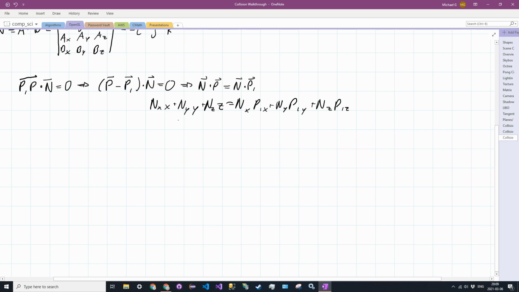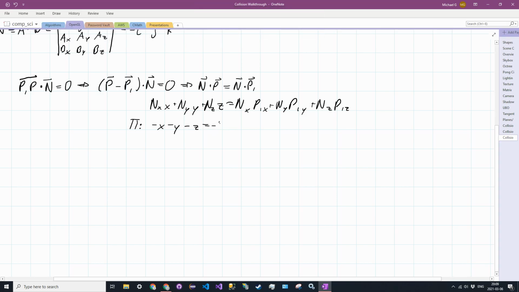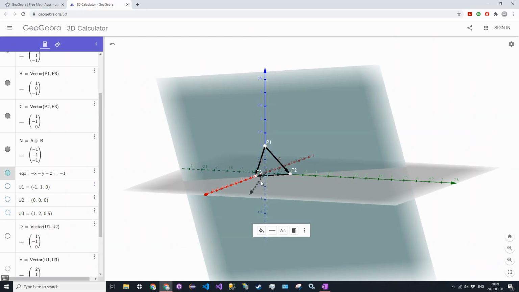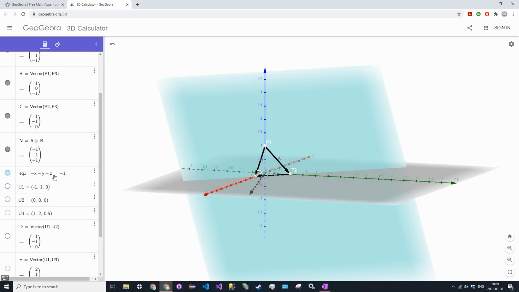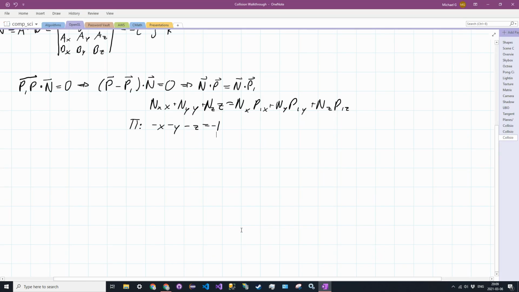So if we plug in our values, we have that the plane, I'll call it capital pi, the equation for this is going to be negative x minus y minus z is equal to negative 1. And this is just through plugging in values where x, y, and z are kept as general values. And this is the blue plane here. So we have minus x minus y minus z is equal to negative 1. So that plane goes through all 3 points. So that's how we're going to determine the plane.